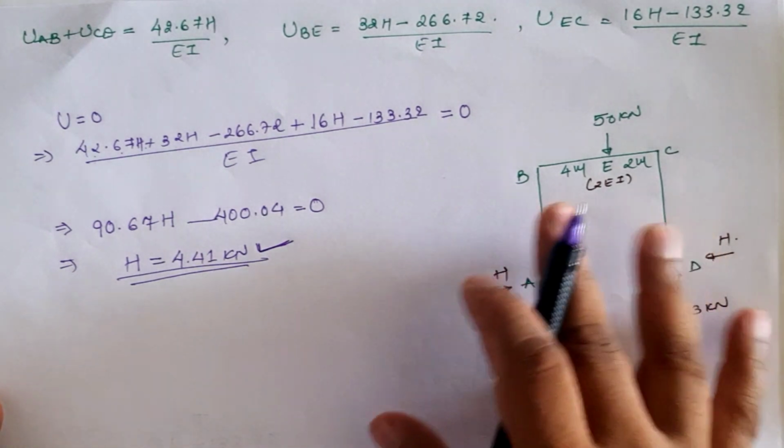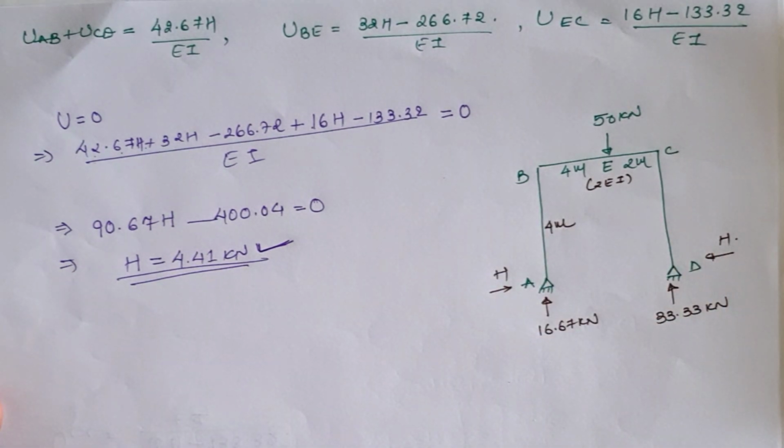So thus we can calculate all the support reactions using Castigliano's second theorem, which is a minimum strain energy concept. Thank you.